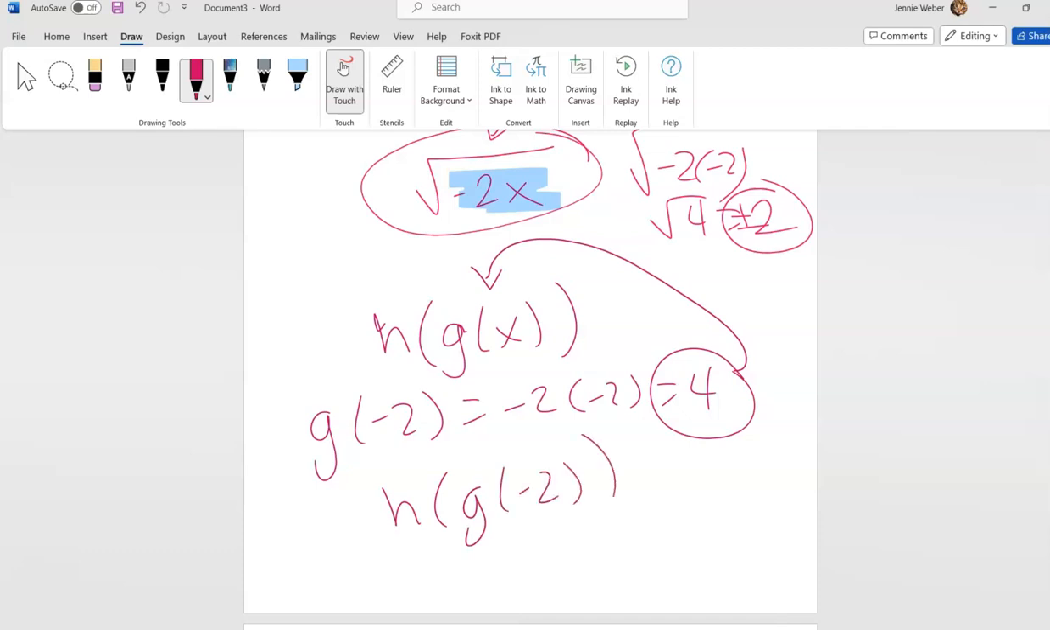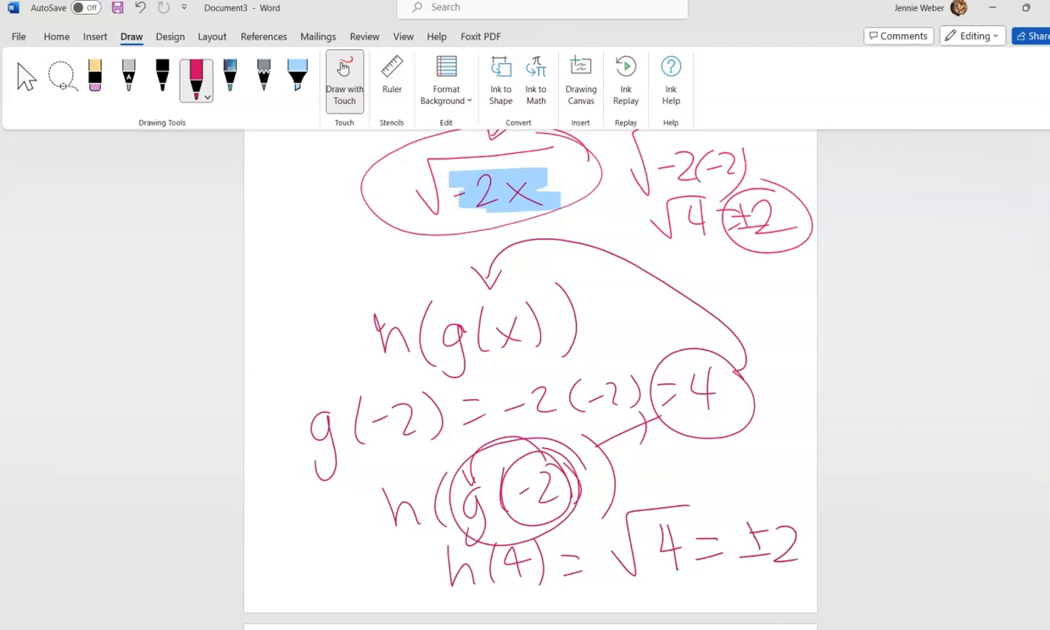I should rewrite this right. Of negative 2. This is what I'm looking for. This told me to put this into g. I did that. So now this whole thing is this. Now this is h of 4. So then that tells me to take 4 and put it into h. So the square root of 4, which is my plus or minus 2.